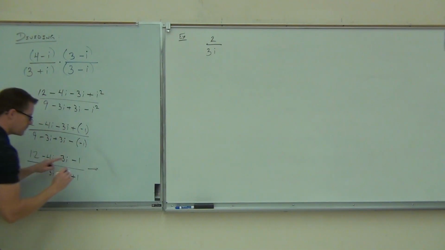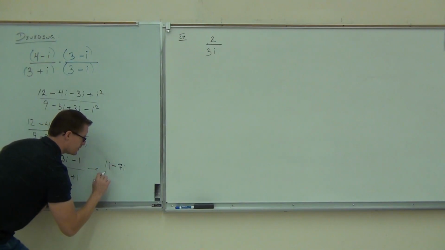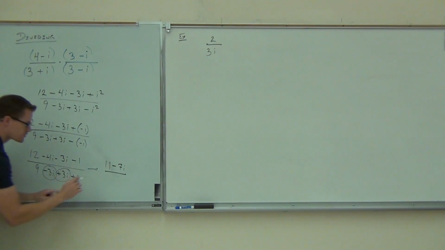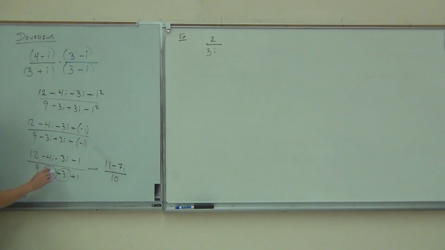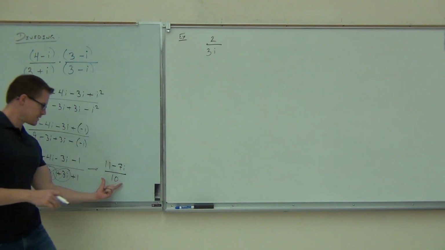12 minus 1, we've got 11. Negative 4i, negative 3i, minus 7i. 9 plus 1 gives us 10. Minus 3i plus 3i, that's what we wanted to have happen. Those i's are gone. We get this number.